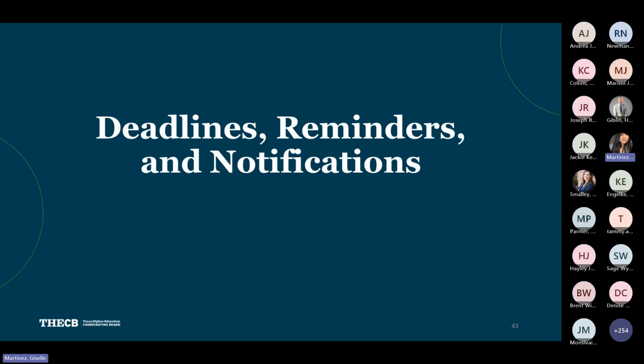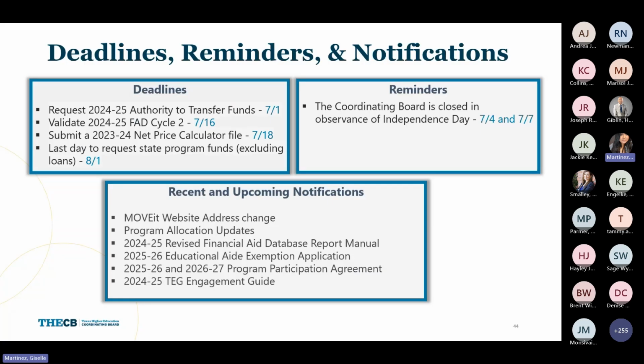Okay, so moving on to some important deadlines, reminders, and notifications that we want to ensure you're all aware of before we wrap up. So the last day to request 2024-25 authority to transfer funds for Texas Grant, TEOG, TEG, and work study is next week, Tuesday, July 1st. You'll need to log into the grant and aid processing platform to make this request.